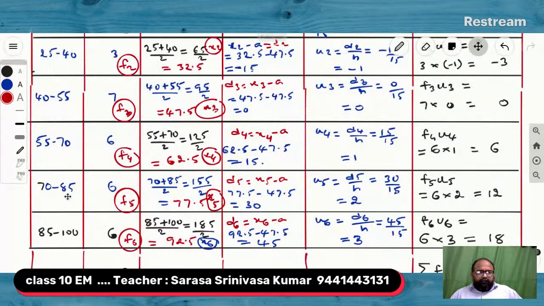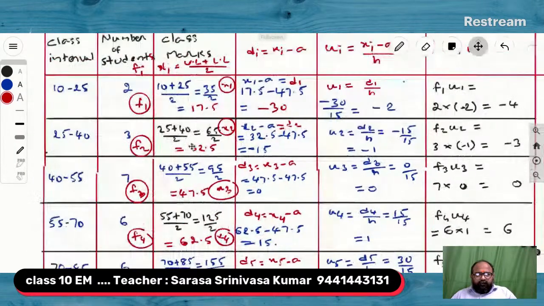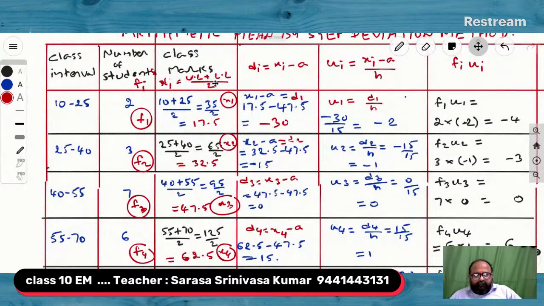70 to 85 class interval, number of students is 6. It is F5. Class interval 85 to 100, number of students is 6. We take it as F6. Now, if you understand F1, F2, F3, F4, F5, F6, we will try to understand the calculation part of the third column, class marks.